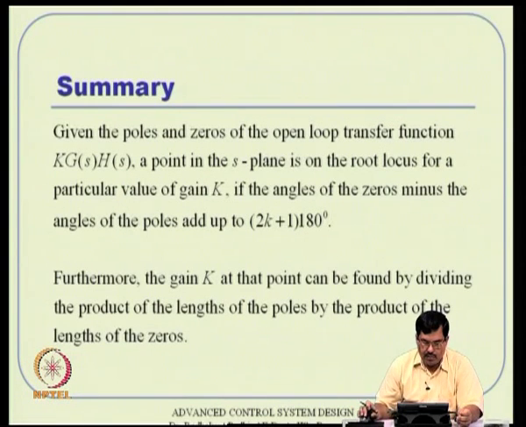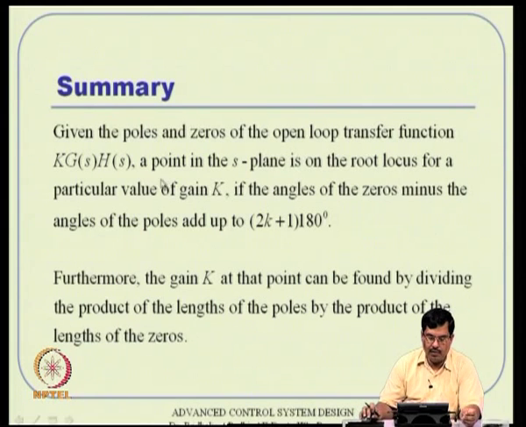So, what is the summary? Given the poles and zeros of an open loop transfer function, a point in the S plane is on the root locus for a particular value of gain k if the angles of the zeros minus the angles of the poles add up to an odd multiple of 180 degrees. Again, this is a repetition of what we have already studied just now.